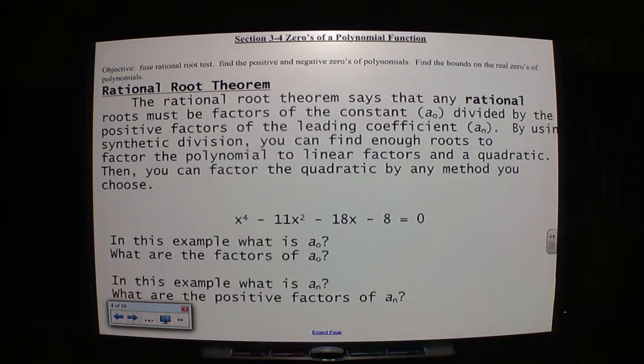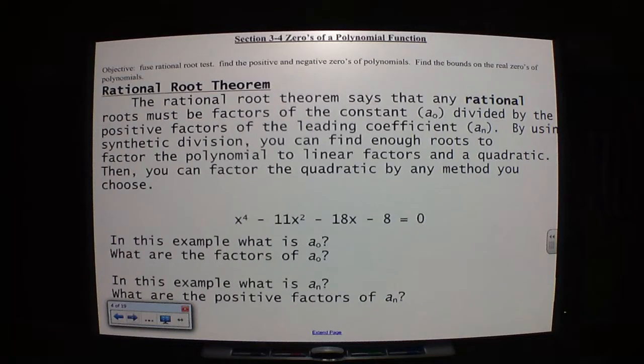Section 3.4, zeros of polynomial. For a polynomial, the rational root theorem says that any rational roots must be factors of the constant term a sub 0 divided by the positive factors of the leading coefficient a sub n.